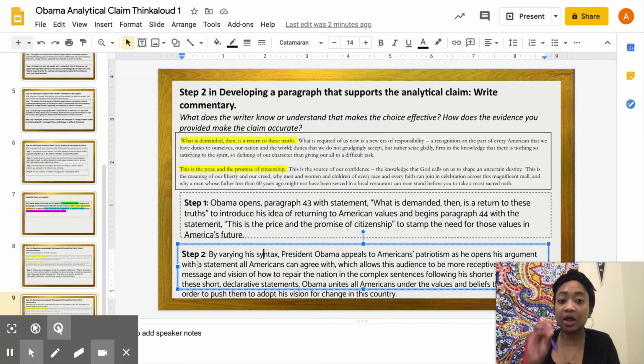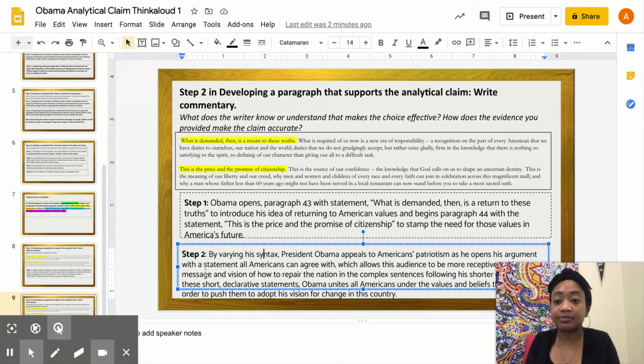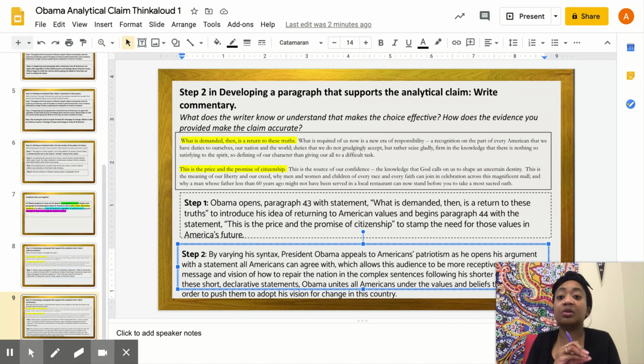So this is all about that commentary, right? This is that part. This is the meat. This is the best part. How does a writer make this choice? What is effective about it? And how does it appeal to an audience? These are the steps for writing an analytical claim and developing a rhetorical analysis body paragraph.